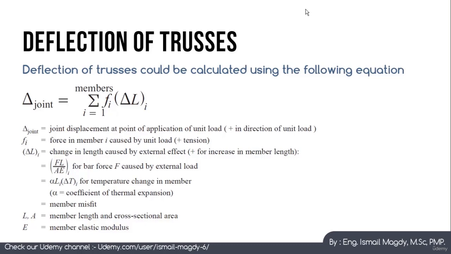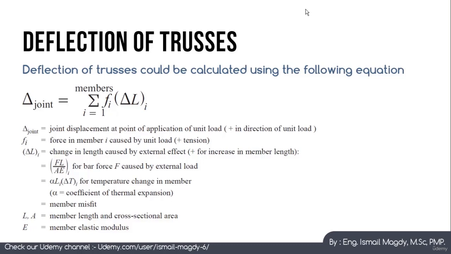The deflection of the truss is calculated using this formula: delta at any joint, which is the deflection, equals sigma of F small i multiplied by delta L. Here, F small i is the force inside the member caused by the unit load, and I will explain what that means. Delta L is the change in the length caused by the external effect, and it equals FL over AE. F is the force caused by the external load, L is the length of the member, A is the cross section of the member, and E is the member's elastic modulus.